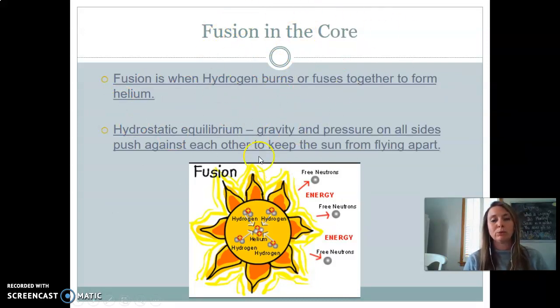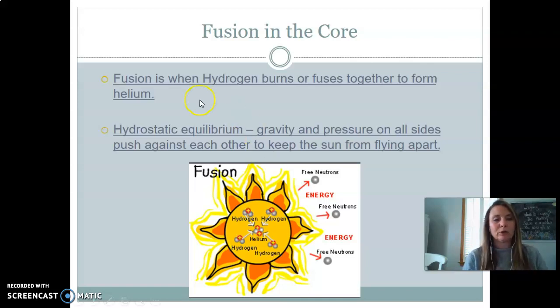This is a really important part. So fusion is when hydrogen burns or fuses together to form helium. And you need, once again, 4 hydrogen. You can kind of see this from the picture here. 4 hydrogen molecules that are forced together. They're pushed together and fuse and then become a helium atom. And that is what we call fusion or nuclear fusion.